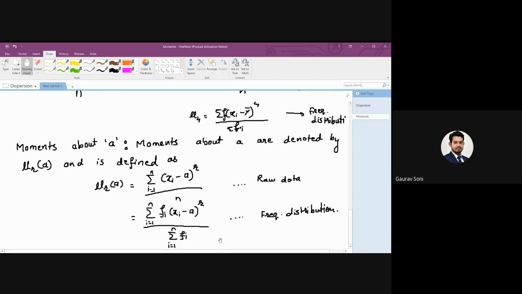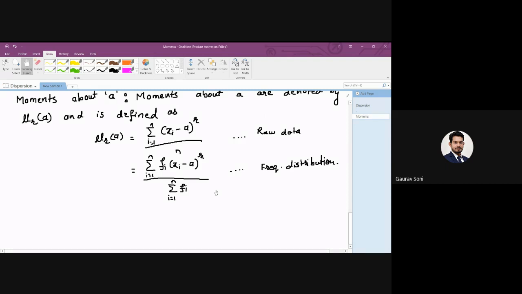Why are these important? Once again, the importance is that whenever the data is large or the values are large, just the way you use the change of origin and change of scale, the same can be used in these cases. So I will find the moment about some other value, and using a relation between the moments about mean and moment about an arbitrary value, we will get this.